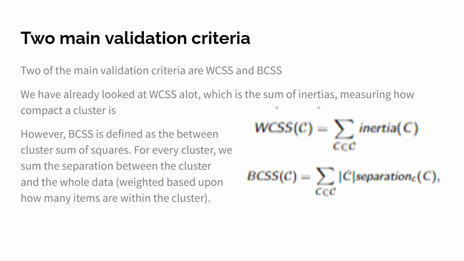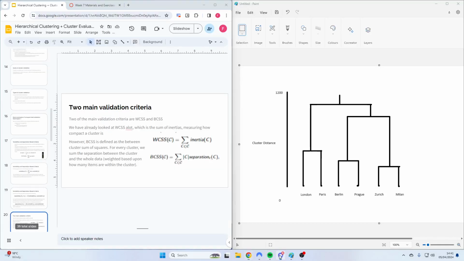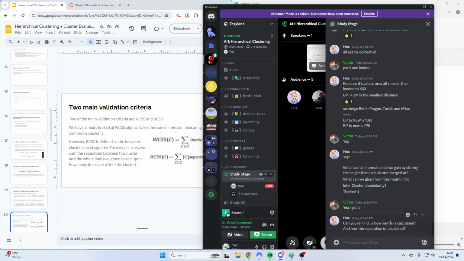So when we write absolute C, that just means the number of elements within this cluster. If we didn't do that, it wouldn't be weighted on size, because if one cluster had one element, it would be weighted the same as a cluster with 100 elements. So we multiply by the size of the cluster, so it's weighted. Can you remind us how inertia is calculated?